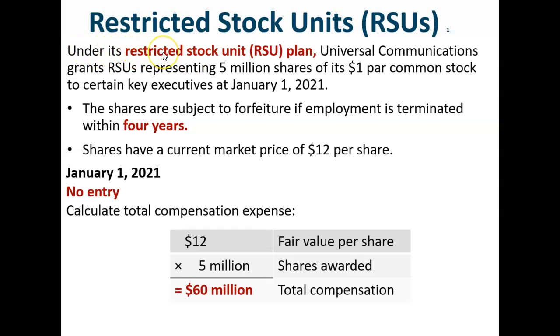Under its restricted stock unit plan, RSU, Universal Communications grants RSUs of 5 million shares of its $1 par value common stock to certain key executives at January 1st, 2021. The shares are subject to forfeiture if employment is terminated within 4 years. Shares have a current market price of $12 per share. On January 1st, 2021, the date of the grant, there is no journal entry necessary. However, we do need to calculate the total compensation expense.